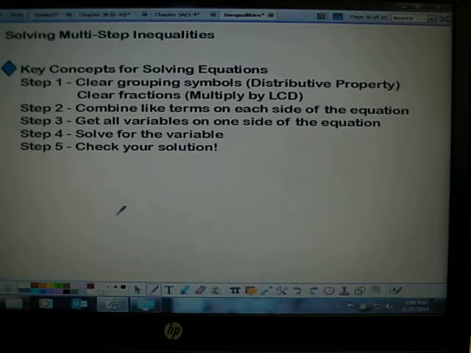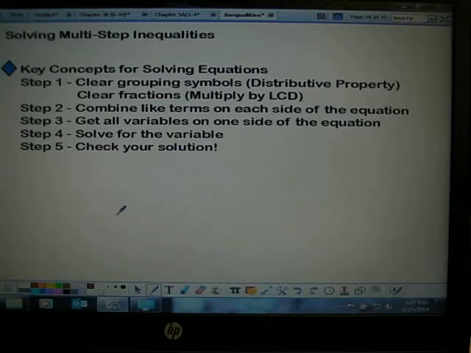Solving multi-step inequalities. Well, these are much like solving an equation with the equal sign, except it has the inequality, the greater than, less than symbols. So we have 5 basic steps that we worked with when we worked with the equations. It's the same exact steps. So we're going to first try to clear out grouping symbols or fractions. We can do that by using the distributive property or multiplying everything by the LCD.